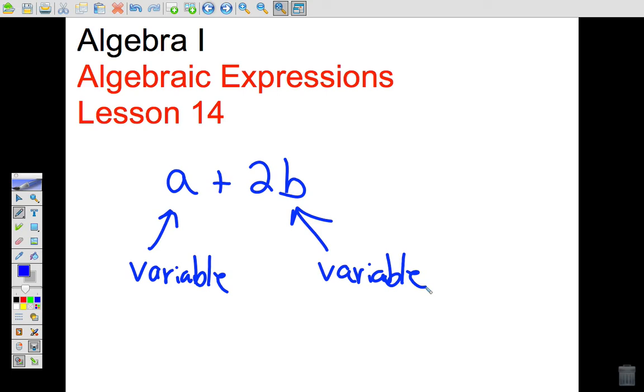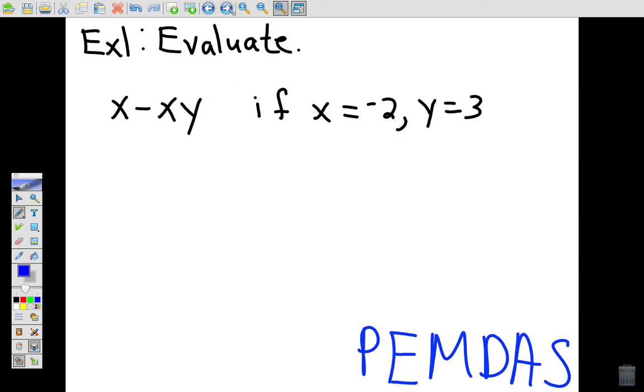But the more we get into algebra, the more algebraic expressions are going to be useful for story problems. So what I have here, a plus 2b, is an algebraic expression. It's a combination of variables and numbers, and also operations. Now let's take a look at example 1.